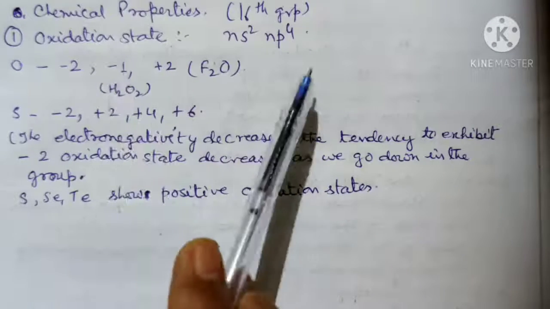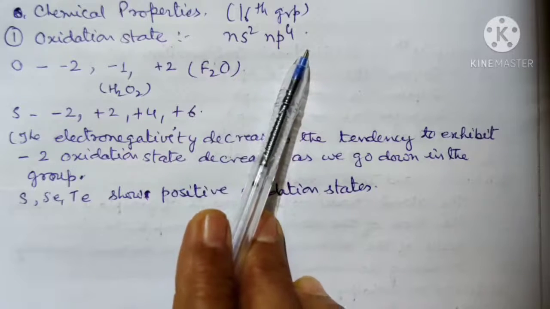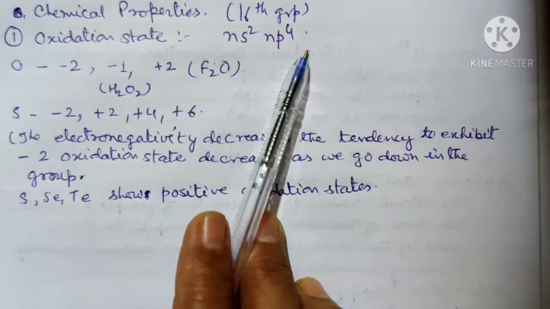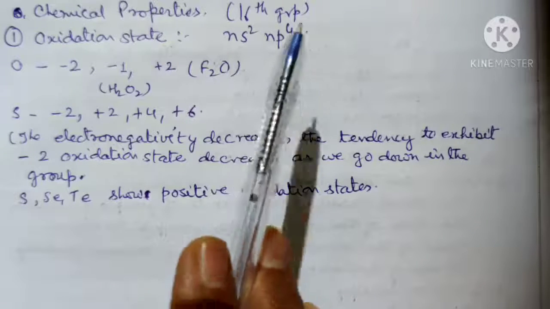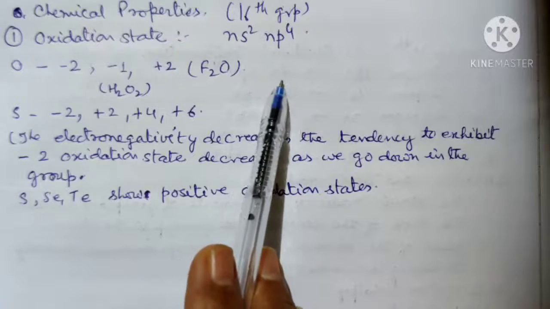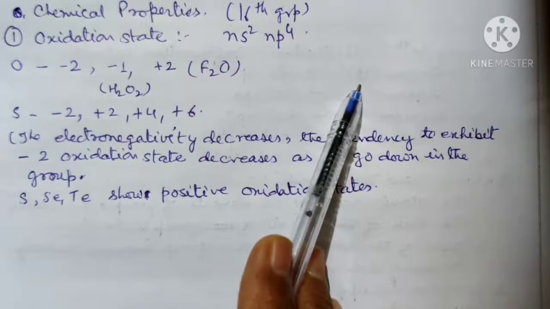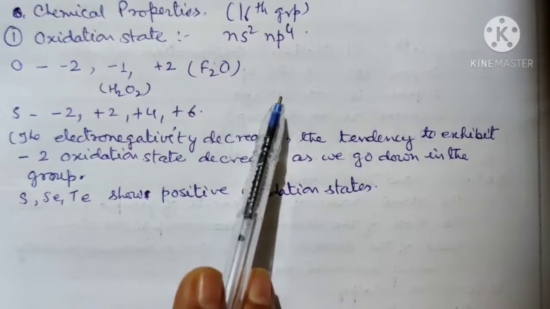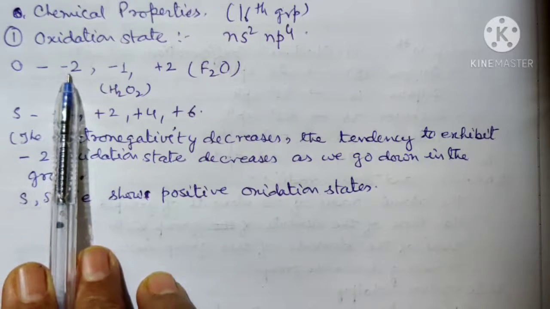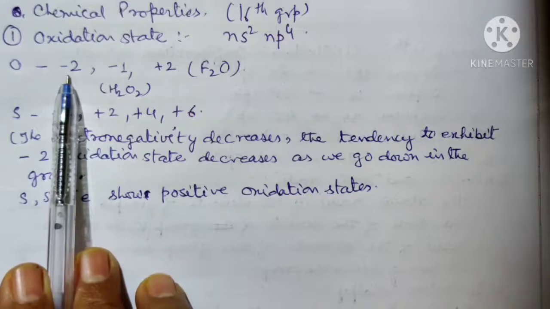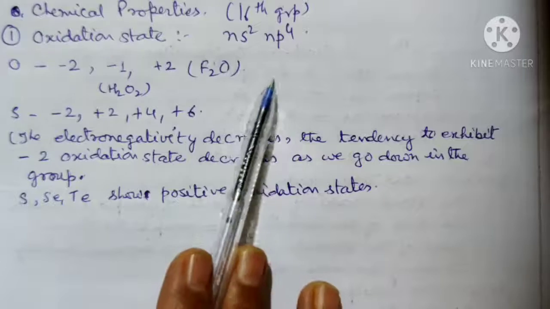As you already know, the general electronic configuration of group 16 is ns2 np4. That means they have 6 electrons in their outermost shell. These elements try to gain or share 2 electrons in order to attain inert gas configuration. Oxygen is a highly electronegative element and shows only -2 oxidation state. The general oxidation state of these elements is -2, because they will gain 2 electrons to complete their octet.